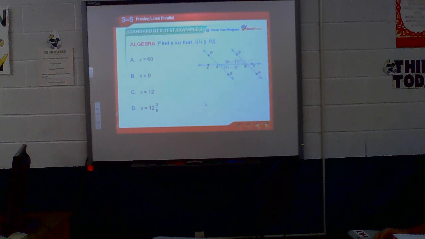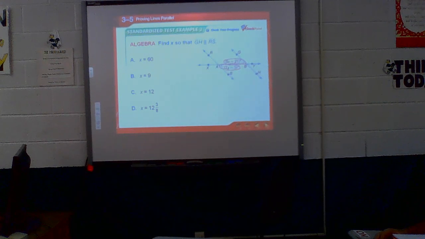So here's my next one. It says find X so that GH is parallel to RS. So the biggest thing in some of these is that you make sure that you understand where that quantity is compared to this quantity right here. And you really have to pay attention to the little arrows and everything. So again, this isn't necessarily how we usually write our parallel lines. So in the book, you might have to rotate the book. If this bothers you, you're going to flip your book and look at it like we would normally do.